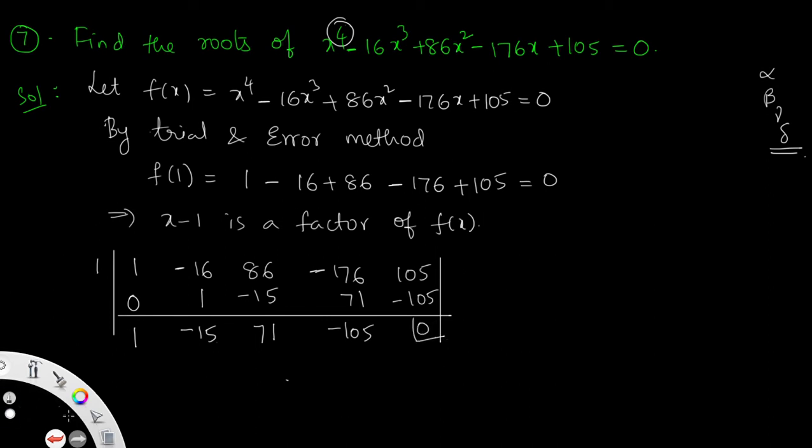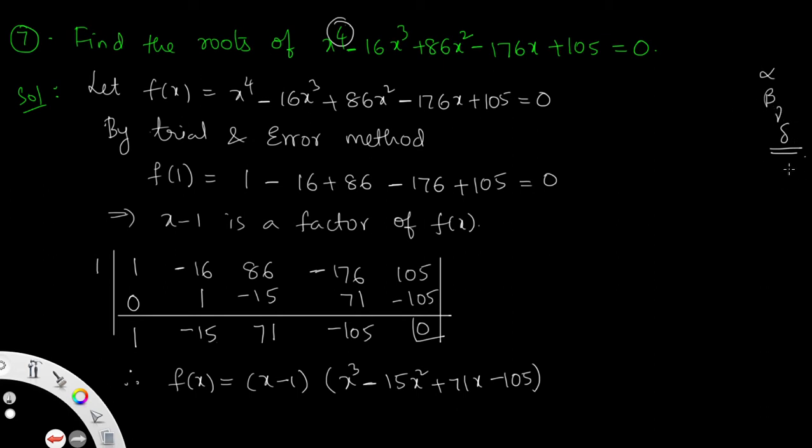Therefore f of x equals x minus 1 into the quotient, which is constructed from the coefficients, with the power reduced by one, so it becomes x cube minus 15x square plus 71x minus 105. Let us take this as g of x. One of the roots is alpha equal to 1, and we have to find the remaining roots beta, gamma and delta.